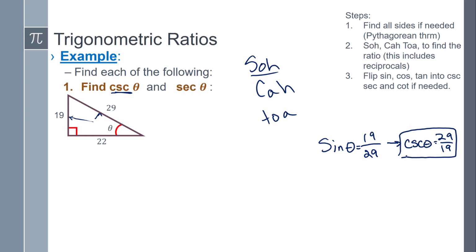And that's it. That's all we're adding to this. You're still doing all this SOHCAHTOA stuff. It's just now we know the reciprocal functions. If I wanted to find secant, okay, SOHCAHTOA, S goes to C, so I know it relates to cosine. Cosine is adjacent over hypotenuse. And now I need to flip it, right? It's the reciprocal to find secant. So the secant of theta is going to be 29 over 22.